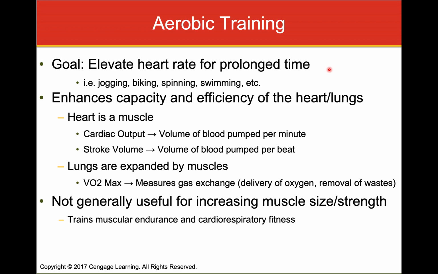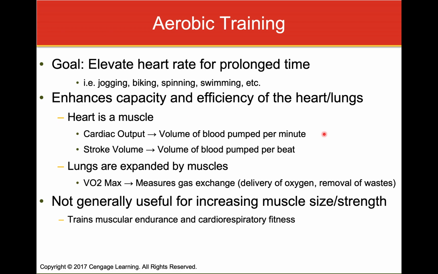We can contrast resistance training with aerobic training. And with aerobic training, the goal is to elevate the heart rate for a prolonged period of time. So examples of aerobic training, they're not resistance training, but jogging, biking, spinning or bicycling, swimming, and so on. Anything that's getting your heart rate up for a prolonged period of time. So engaging in aerobic training enhances the capacity and efficiency of the heart and lungs, right? Our heart is a muscle, and so if we make it work, it's going to increase the strength of it and the efficiency of it.